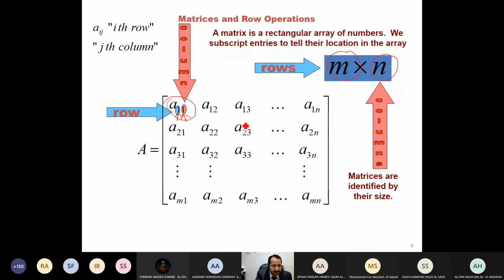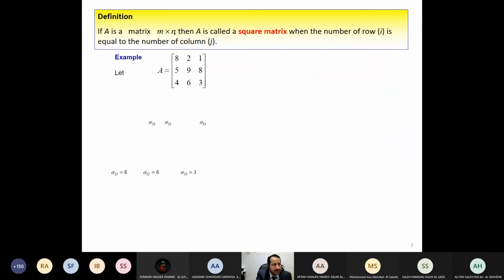As an example, this element is the element in row number 2, in column number 3. This is 3, as you can see. This one is row number 1 in column number 2, and so on. So a matrix has a dimension which is m times n, where m is the number of rows and n is the number of columns.